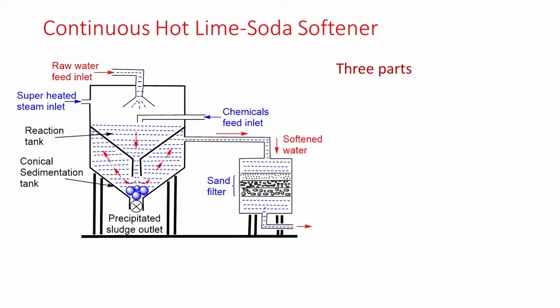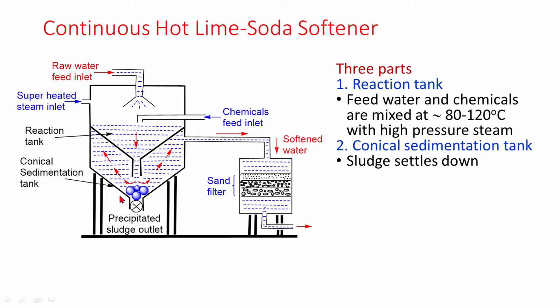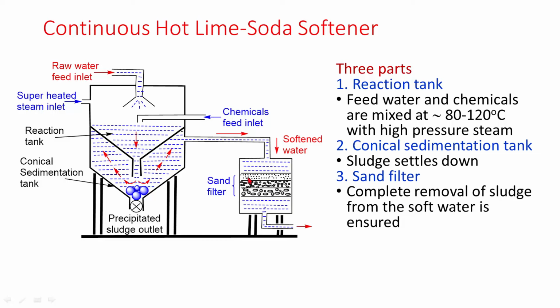Hot lime soda softener consists of three parts: a reaction tank where feed water and chemicals are mixed at 80 to 120 degrees with high pressure steam. Then there is a conical sedimentation tank, where sludge settles down. Then there is a sand filter where complete removal of sludge from the soft water is ensured.